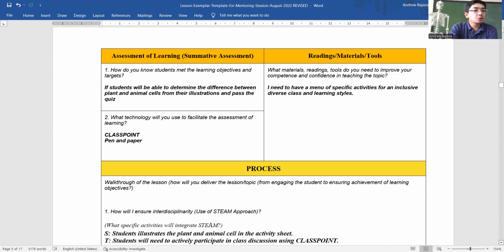Reading materials or tools: what materials and reading tools do you need to improve your competence and confidence in teaching the topic? I need to have a menu of specific activities for an inclusive, diverse class and learning styles.